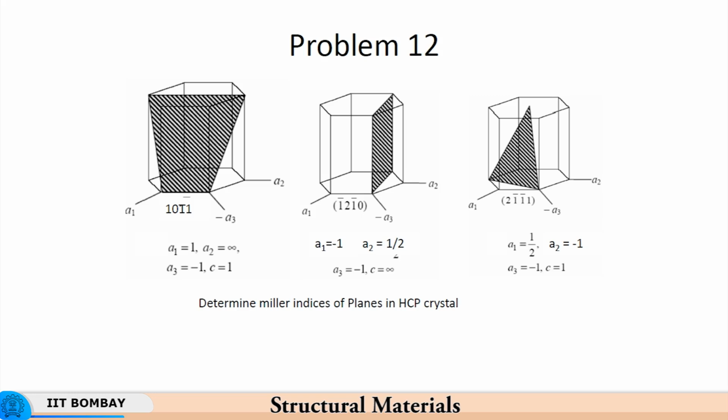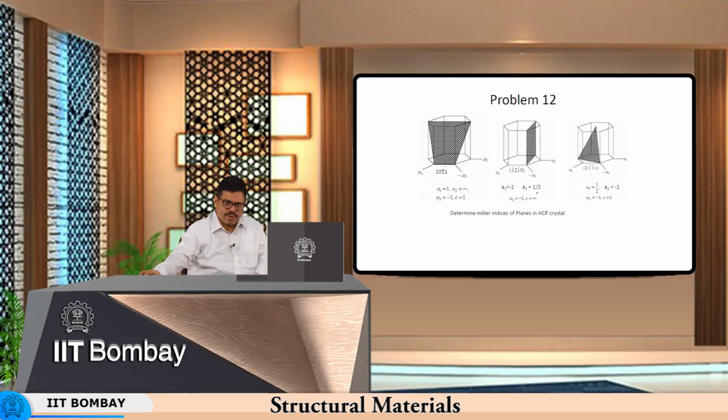This plane now has intercepts. A1 is equal to half. A2 is -1, because positive A2 is in this direction, whereas the intercept is there. A3 is again -1 because it is in the negative direction of A3. And C is equal to 1, so it has an intercept exactly of Z equal to 1. When you take the reciprocals, it is 2, bar 1, bar 1, 1.